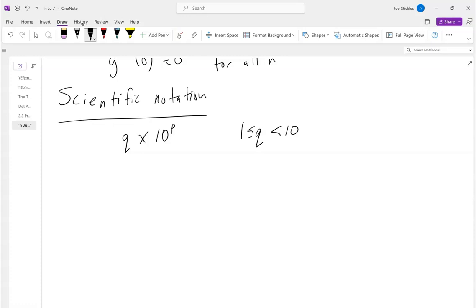The reason why we say greater than or equal to 1 and less than 10 is because we don't want a 0 on that first part, right? And we don't want something bigger than 10 because if it's bigger than 10, then we just move the decimal place over, right? Well, for binary, I wouldn't want a 0 there for the same idea. You don't want a 0 here in scientific notation.